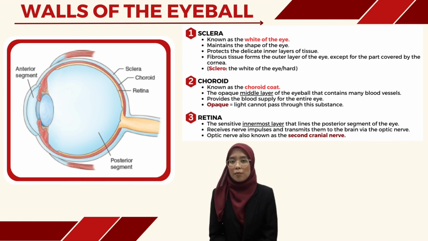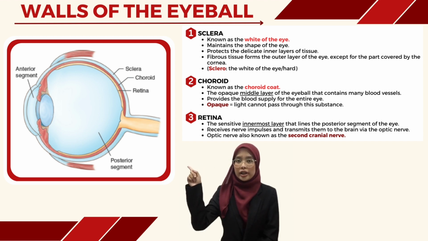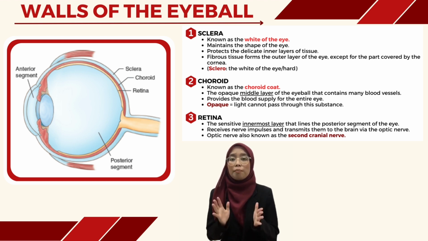The walls of the eyeball are made up of 3 layers, which are the sclera, choroid, and retina. As you can see in the picture here, on the right side of the most top layer is the sclera, that is also known as the white of the eye. The sclera maintains the shape of the eye and protects the delicate inner layers of tissue. This tough fibrous tissue forms the outer layer of the eye, except for the part covered by the cornea. To be noted, the combining form sclero means the white of the eye, and it also means hard.